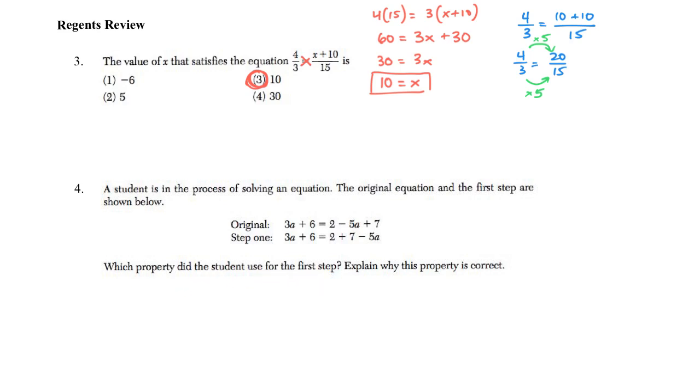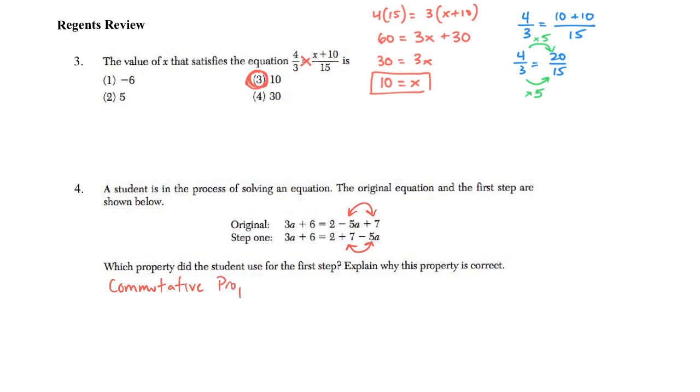Okay, so let's examine here what changed. 3a plus 6 equals 2 minus 5a plus 7. The student wrote 3a plus 6 equals 2 plus 7 minus 5a. So it looks like what happened is these two terms switched places. The order changed. And what is it when the order changes? You guys are so smart. It's the commutative property. You got it.